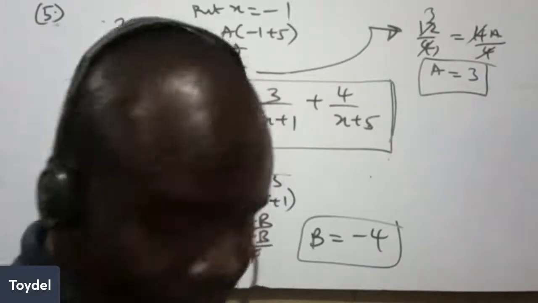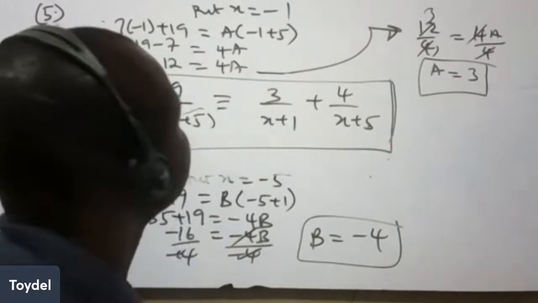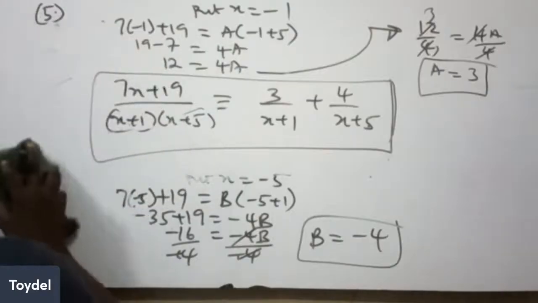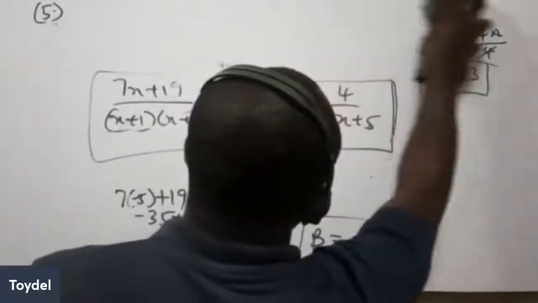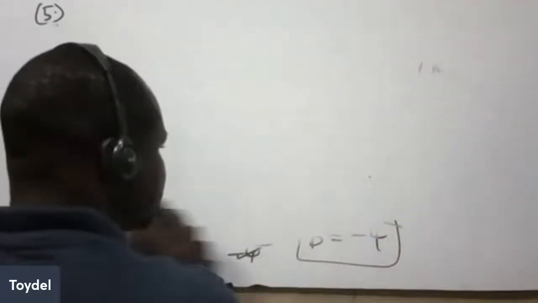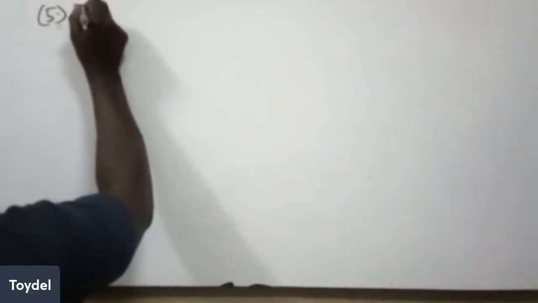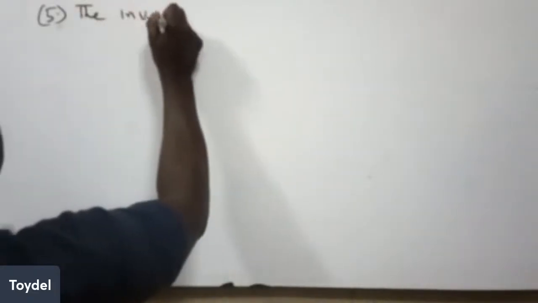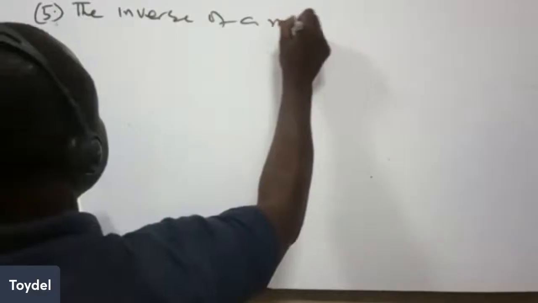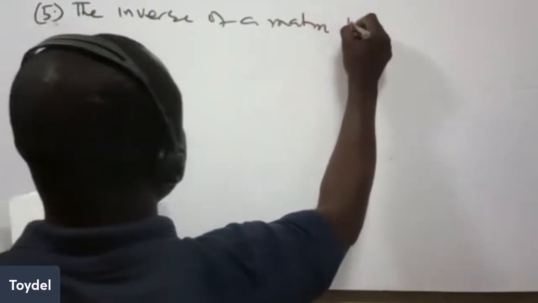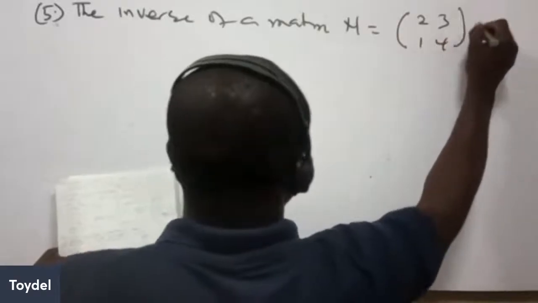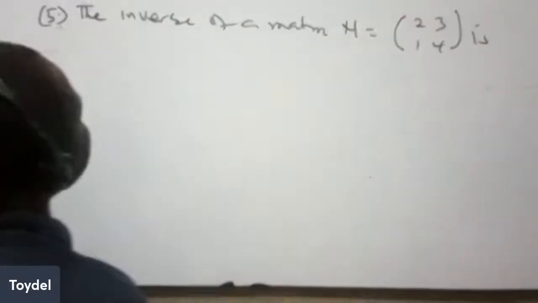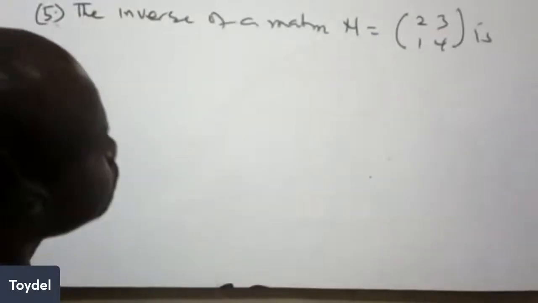So we move to the next question, and that question is under matrices. We want to find the inverse of a 2 by 2 matrix. The question says the inverse of a matrix N, which is given as 2, 3, 1, 4. That is this matrix N.